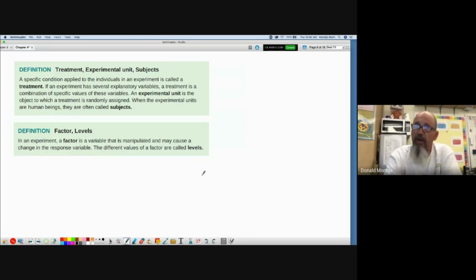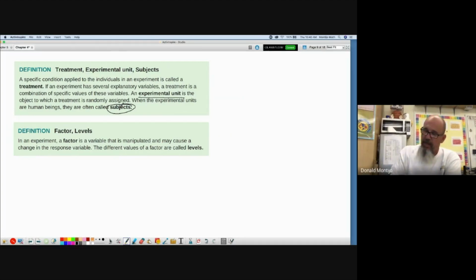We need the language of experiments. When we impose a specific condition upon the individual, that's what the treatment is. The treatment is, what are we doing to the individual? And in an experiment, we will call the individuals an experimental unit. The experimental unit is the object to which the treatment is being assigned. If these experimental units are humans, instead of calling them experimental units, we'll call them subjects. Seems kind of cold to say, hey, you unit, get over here. But you can say these people are the subjects of our experiment. But if they're anything other than humans, we will call them experimental units.